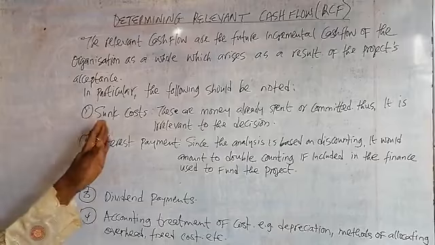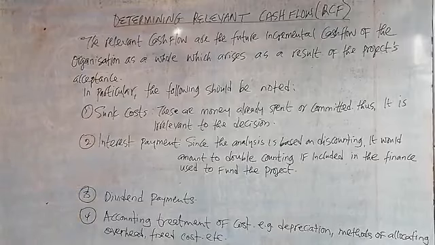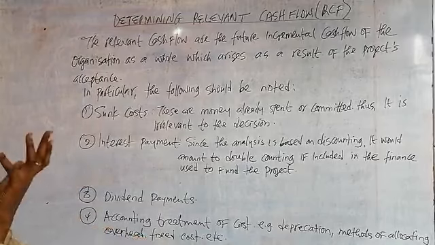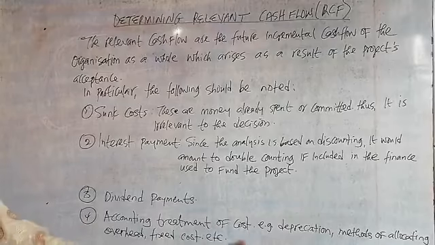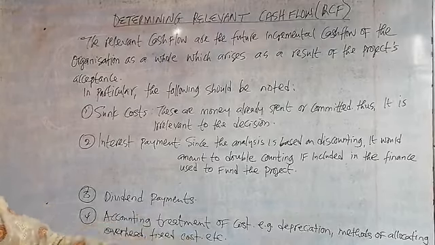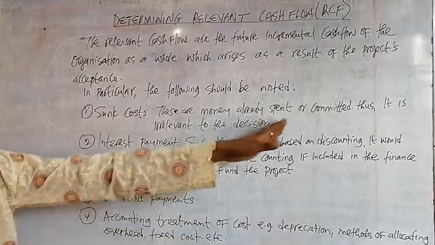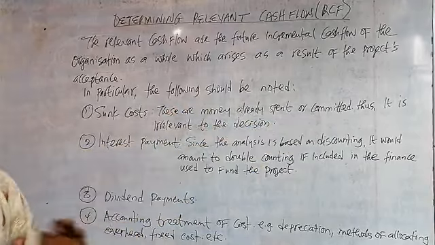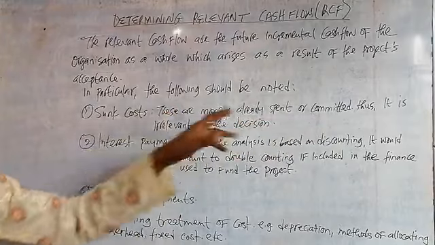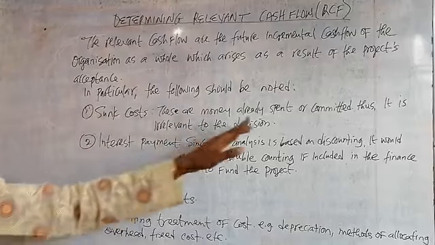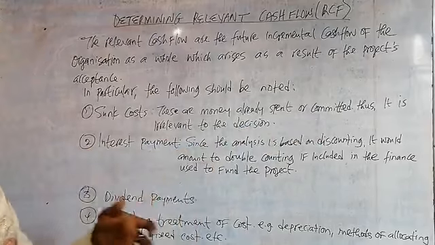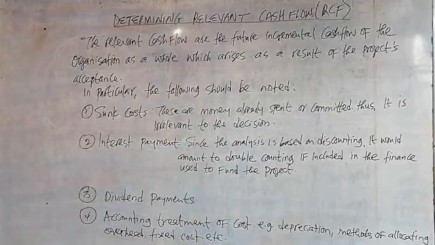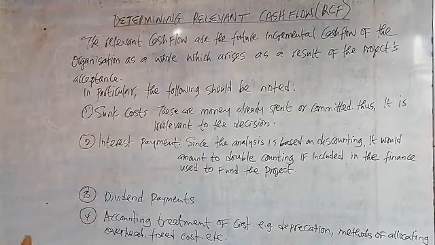Number one is sunk cost. What do we mean by sunk cost? Sunk cost is something that is already past, or has been committed already. You have finished making a decision on that. These are monies already spent or committed. We have already spent it, or we have committed it to a particular project, to a particular action. Thus, it is not relevant to the decision.